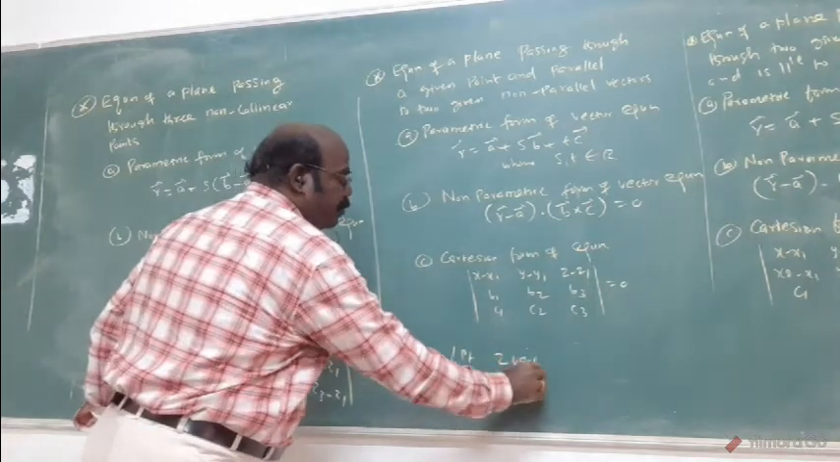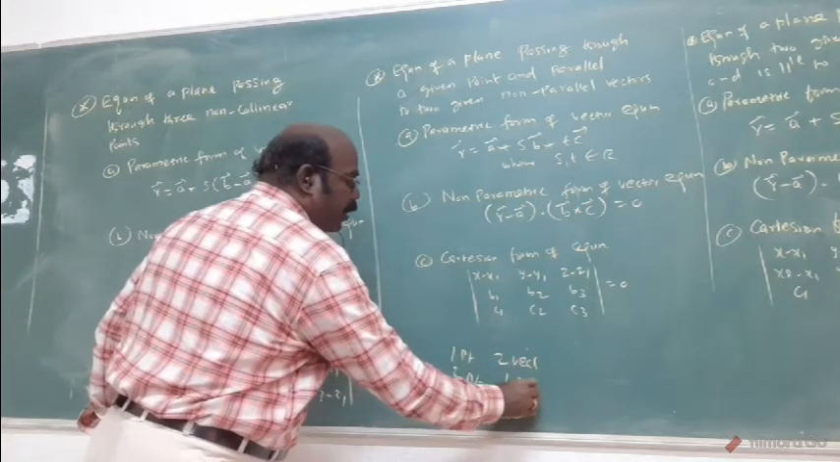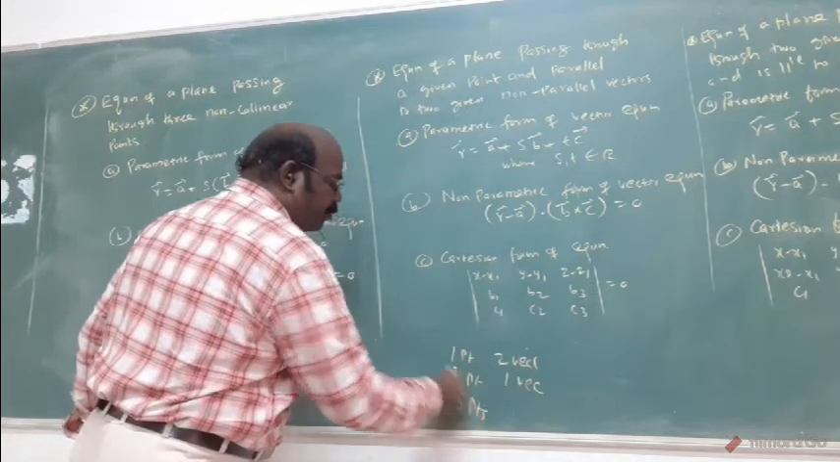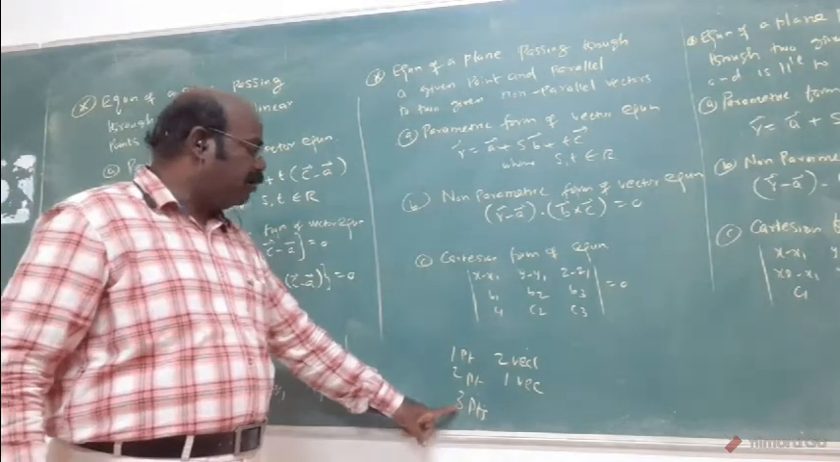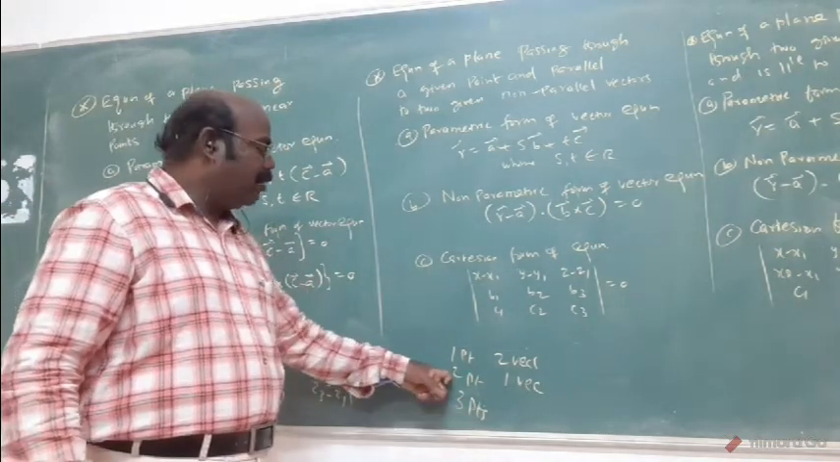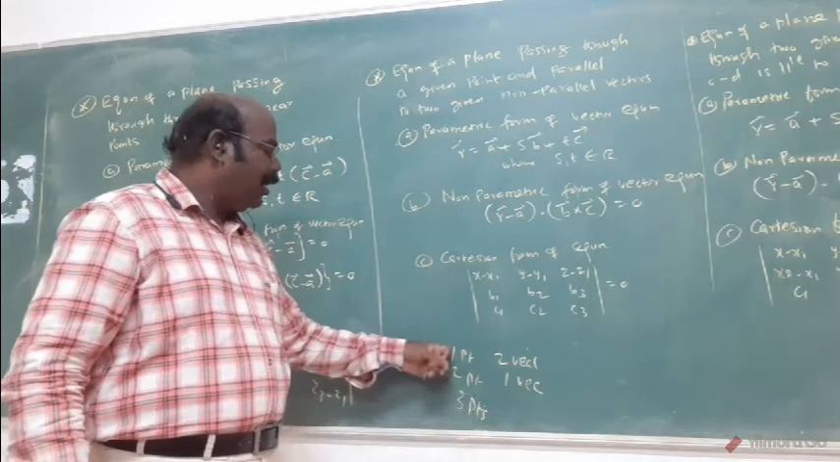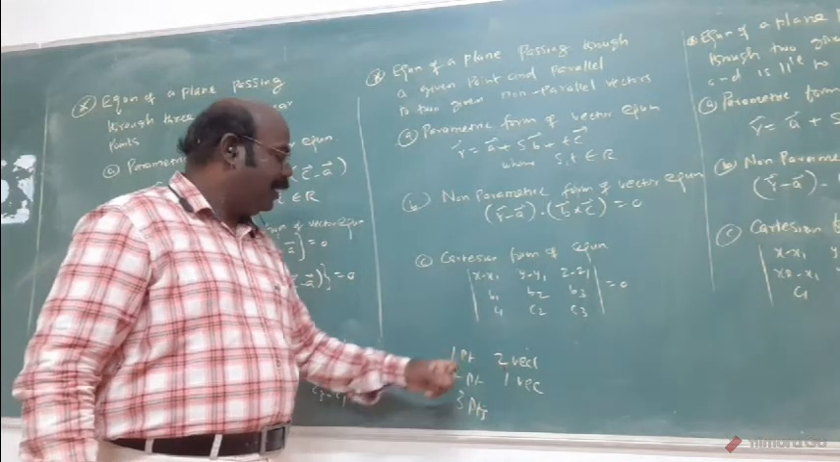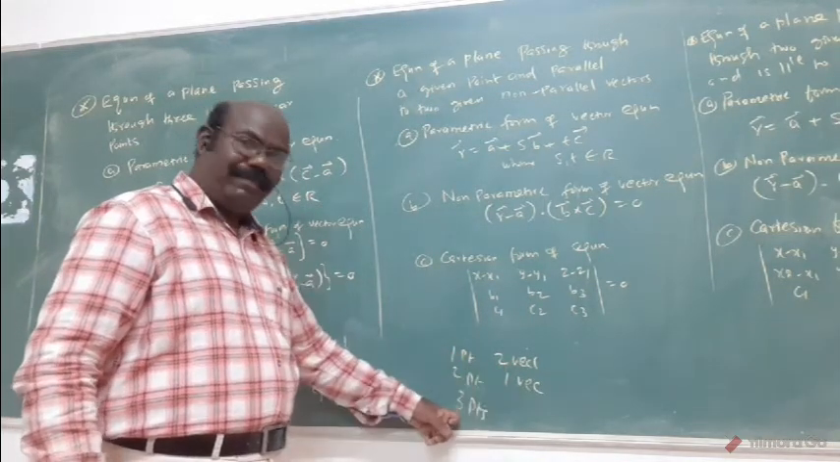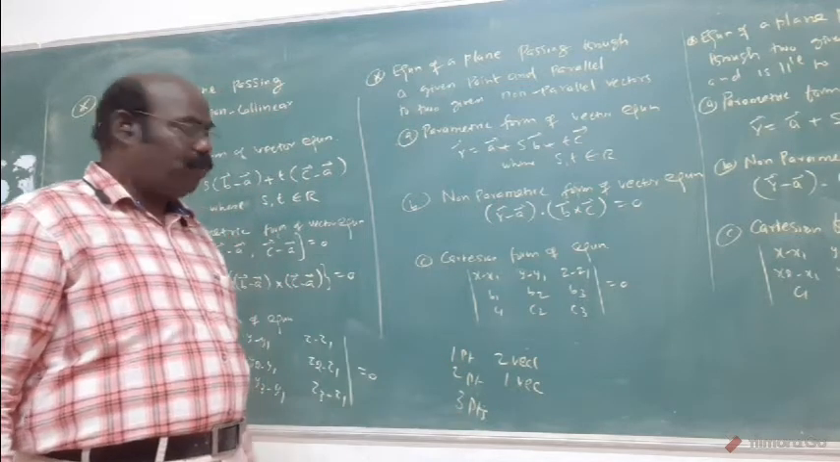1.2 vector, 2.1 vector. Last is all 3 points. All 3 points is accepted: A, B, C. Here also A, B, C only. Here also A, here B, C. Here A, B, C. Here A, B, C. But the formulas are changed. Small idea.